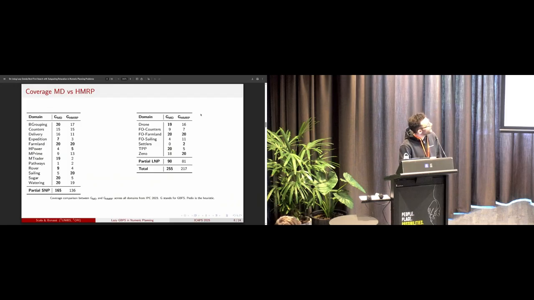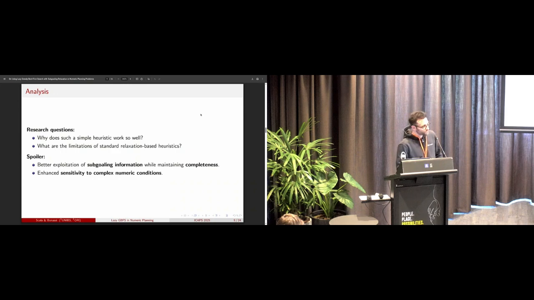While on the right we have the linear numeric planning problems, and in this case effects may change the variable according to a linear expression. Okay, so the questions are, why does such a simple heuristic work so well, and what are the limitations of standard relaxation-based heuristics?